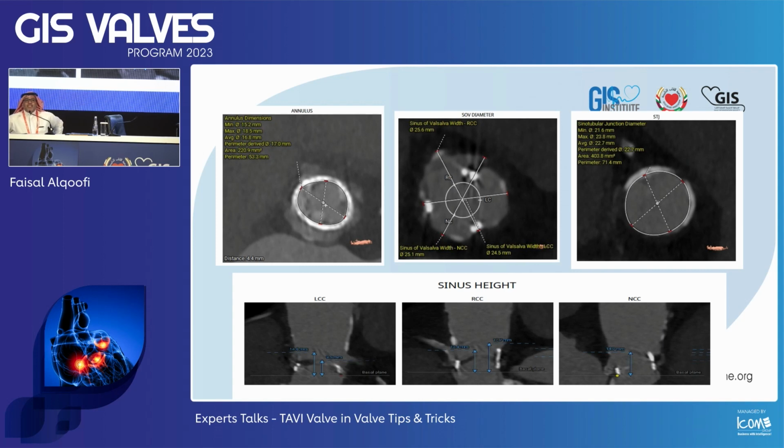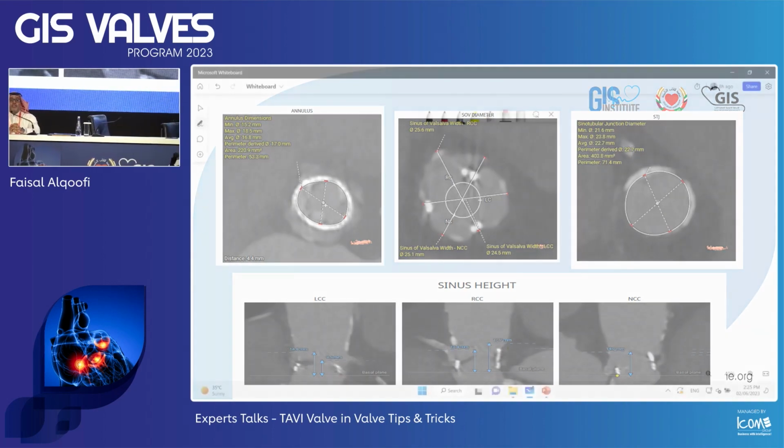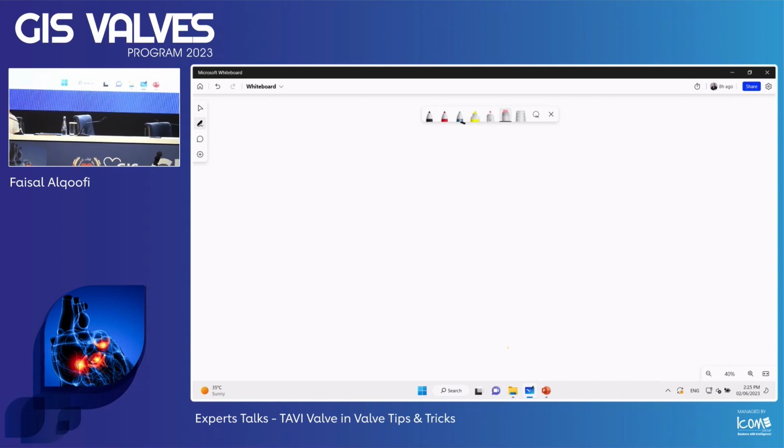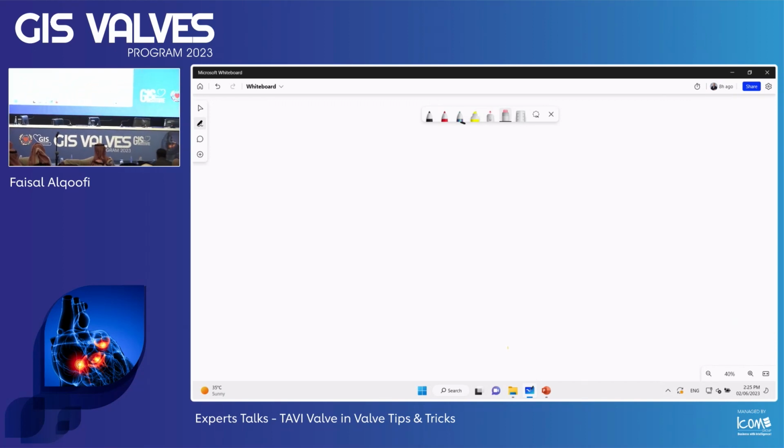Perimount 19. By definition, 19 is a smaller valve, 21 is a smaller valve.